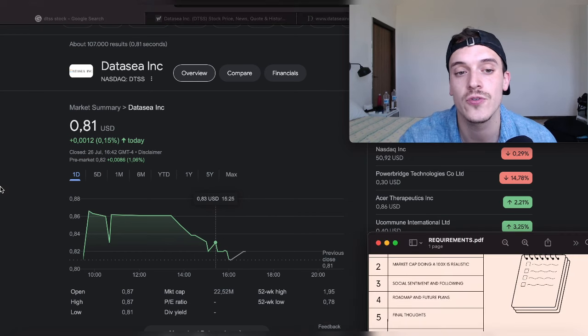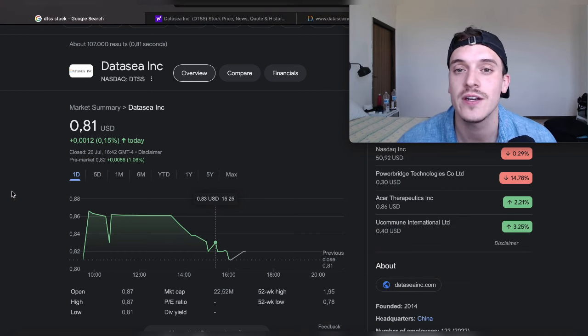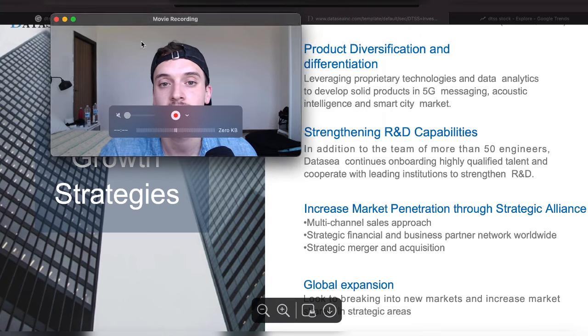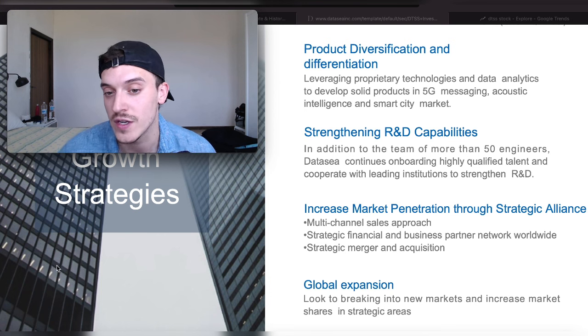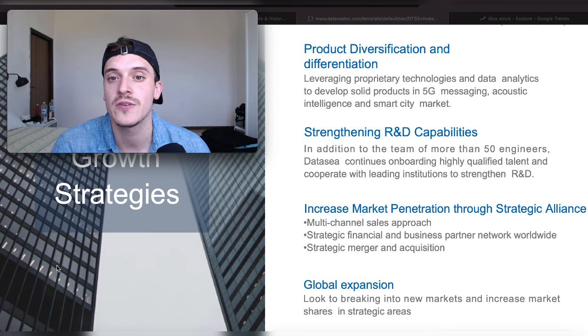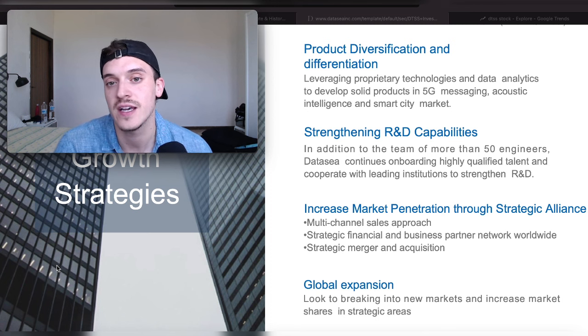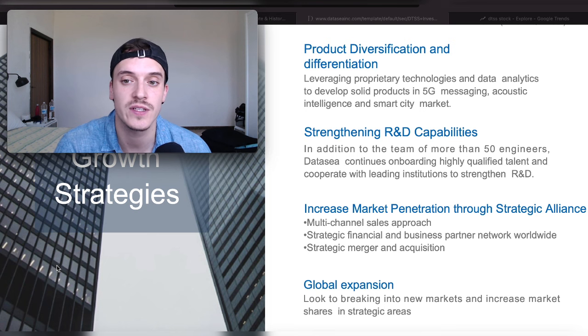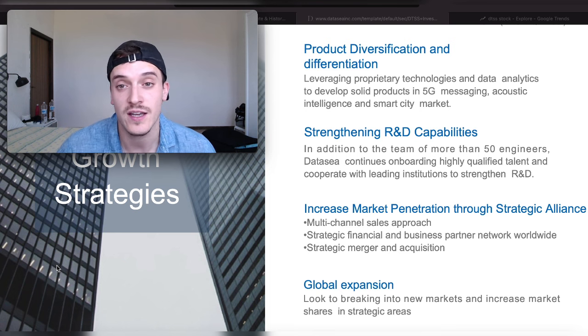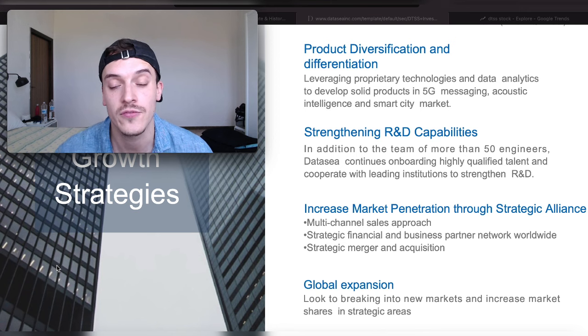Number four, we have the roadmap and future plans. Here we can take a look at the website directly from the company. They have their growth strategies. So these are their future plans and what they plan on doing in the future to grow. Number one, product diversification and differentiation. Number two, strengthening R&D capabilities. Number three, increase market penetration through strategic alliance. And number four, global expansion. So you can see that they have future plans. They have a great roadmap for the future.